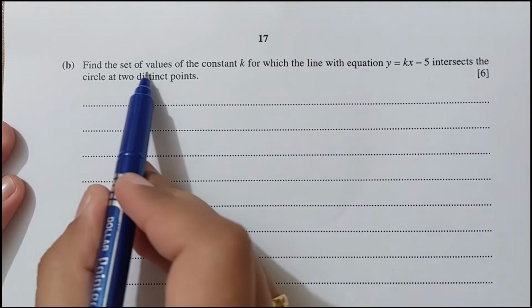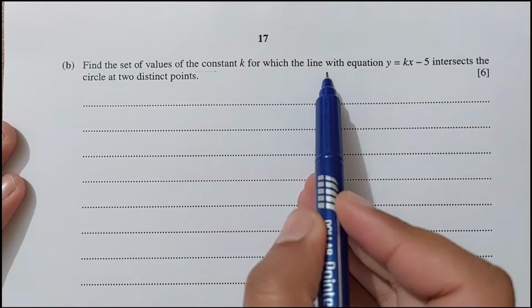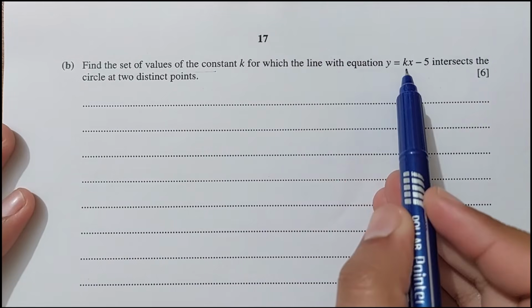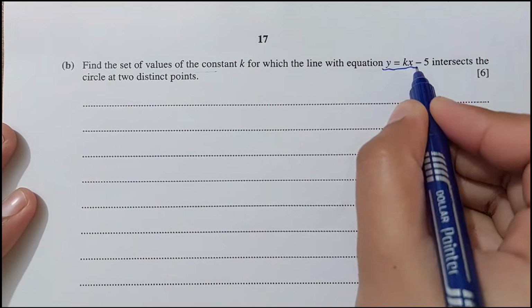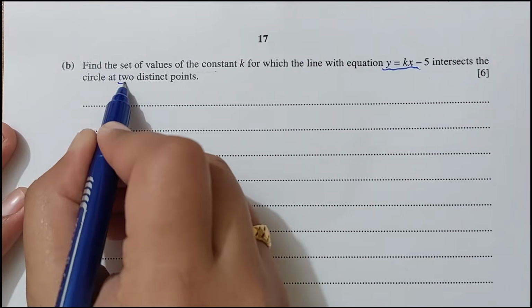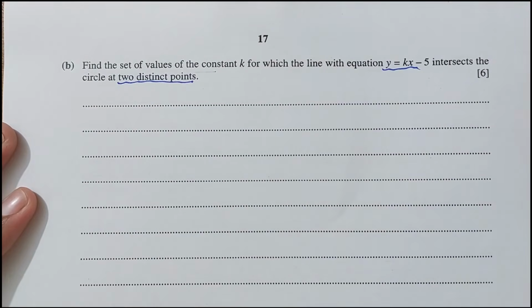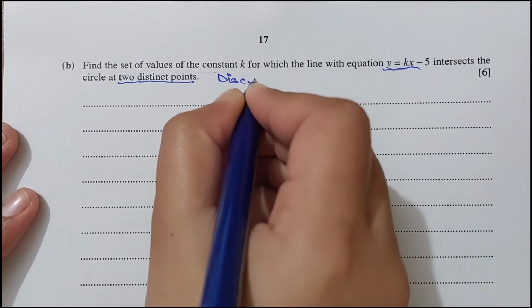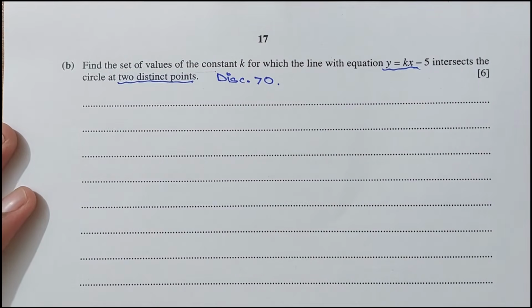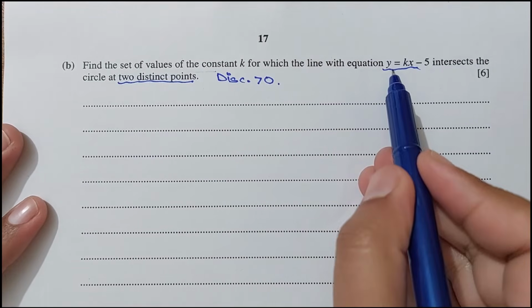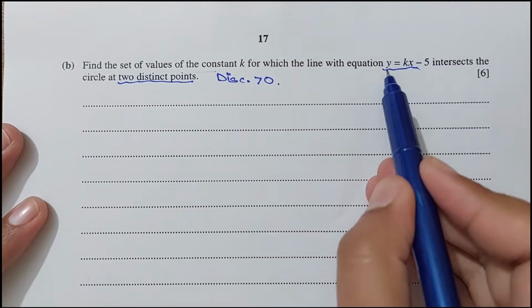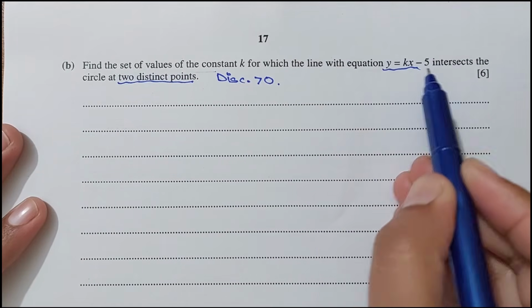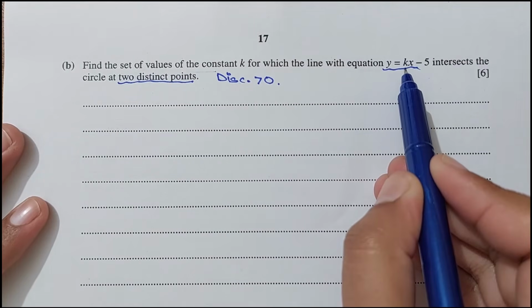Now for part B, find the set of values of a constant k for which the line with the equation y equals kx minus 5 intersects the circle at two distinct points. When the line intersects the circle at two distinct points, it means that the discriminant is greater than 0. Right, so for the points of intersection, we have the equation of the circle and this line. So we just have to substitute the y value, kx minus 5, into the equation of the circle.